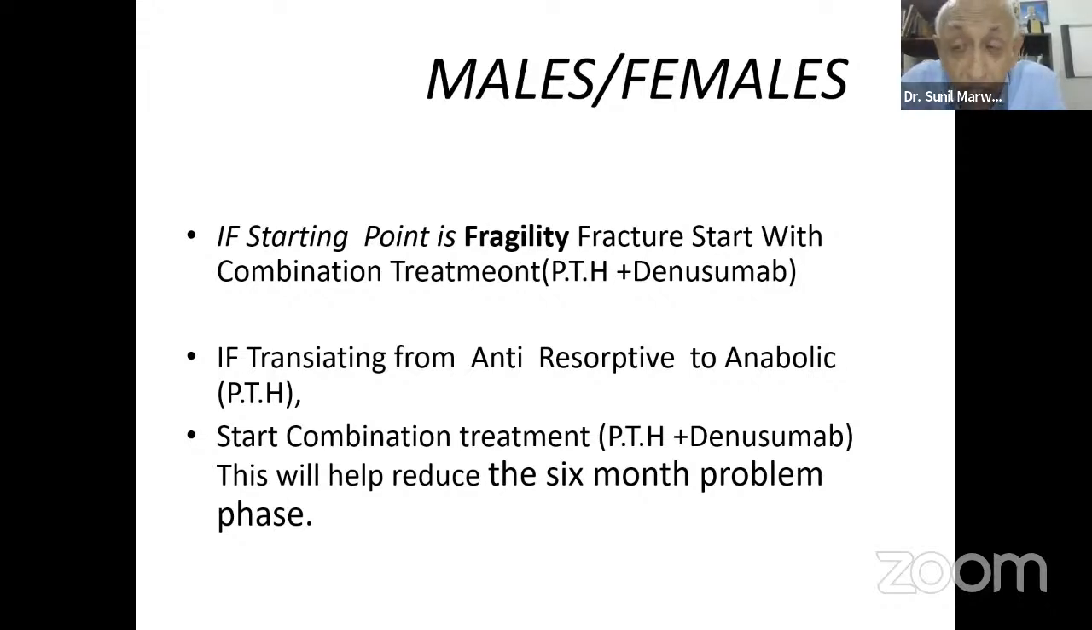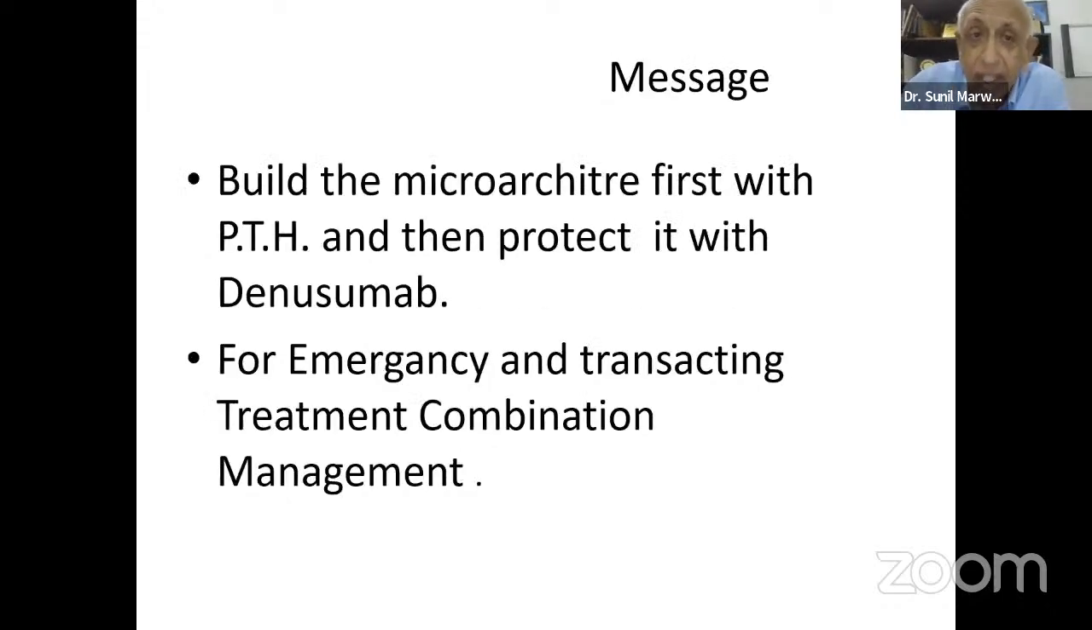So when we are in trouble and we are coming in with the anabolic, start with the combination, because as the biomarkers have shown, in the first 6 months there's going to be a drop when you come in with PTH alone. You're going to be asking for more trouble. So if you come in with the combination, you are reducing that drop. But the message is very clear, my friends and colleagues. Build the microarchitecture first with PTH and then protect it with denosumab lifelong. For emergency and transit treatment, combination treatment is the way forward.